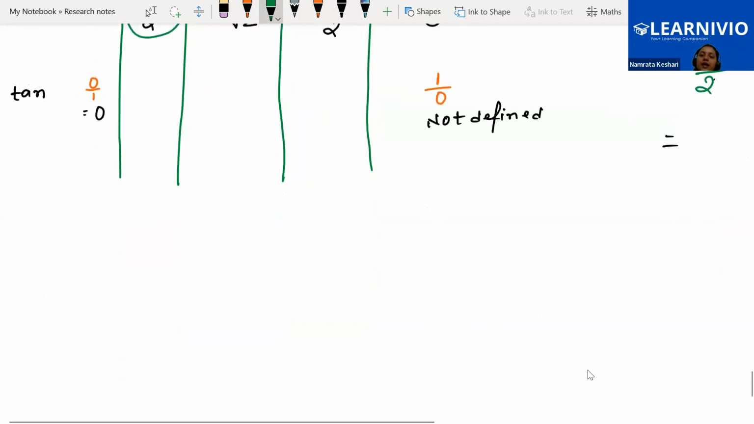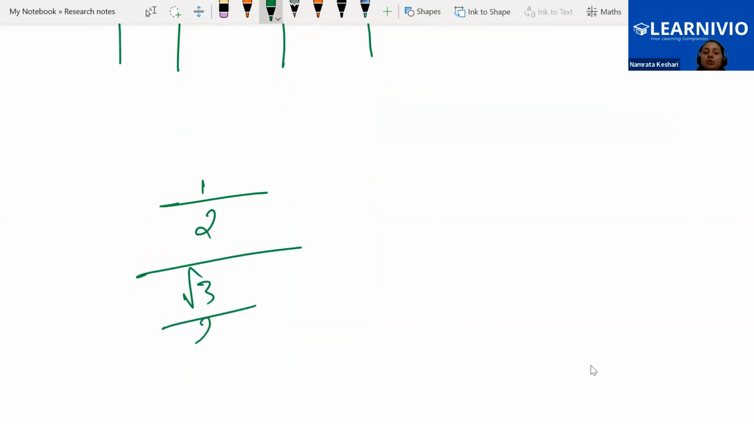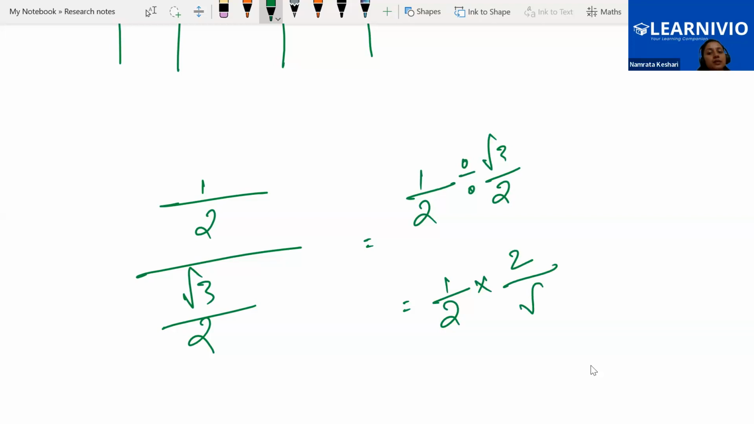Let's check it. Every class I am explaining the same thing. That is 1 by 2 by root 3 by 2. We can write it as 1 by 2 divided by root 3 by 2, which we can simplify as 1 by 2 into 2 by root 3. 2 gone, we got 1 by root 3.